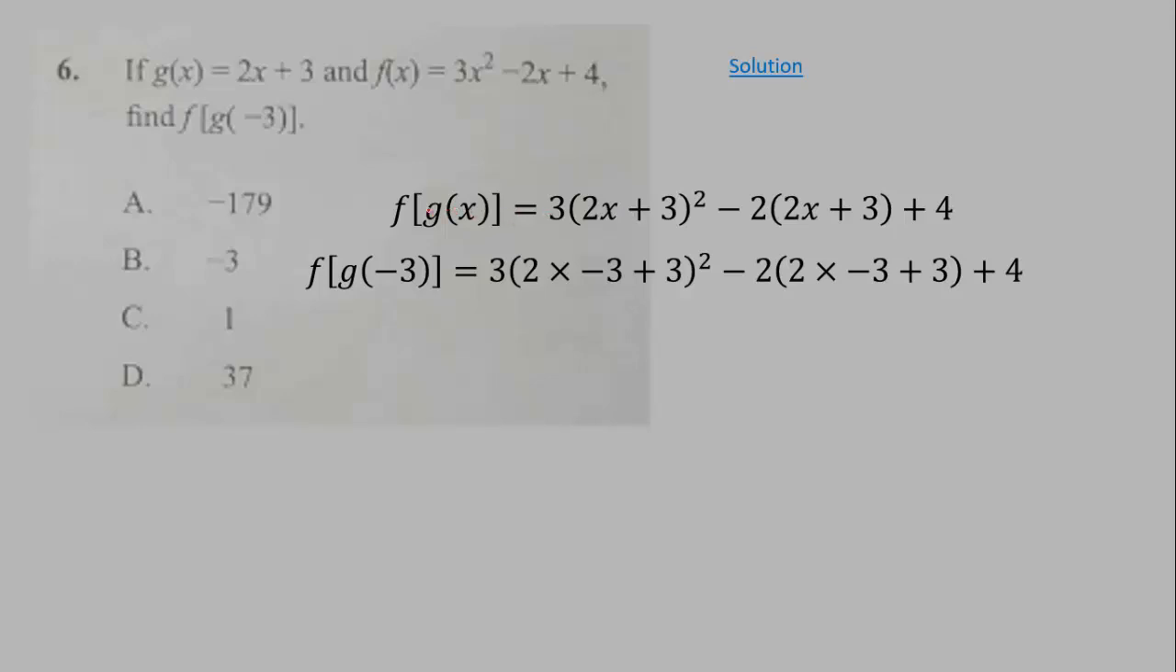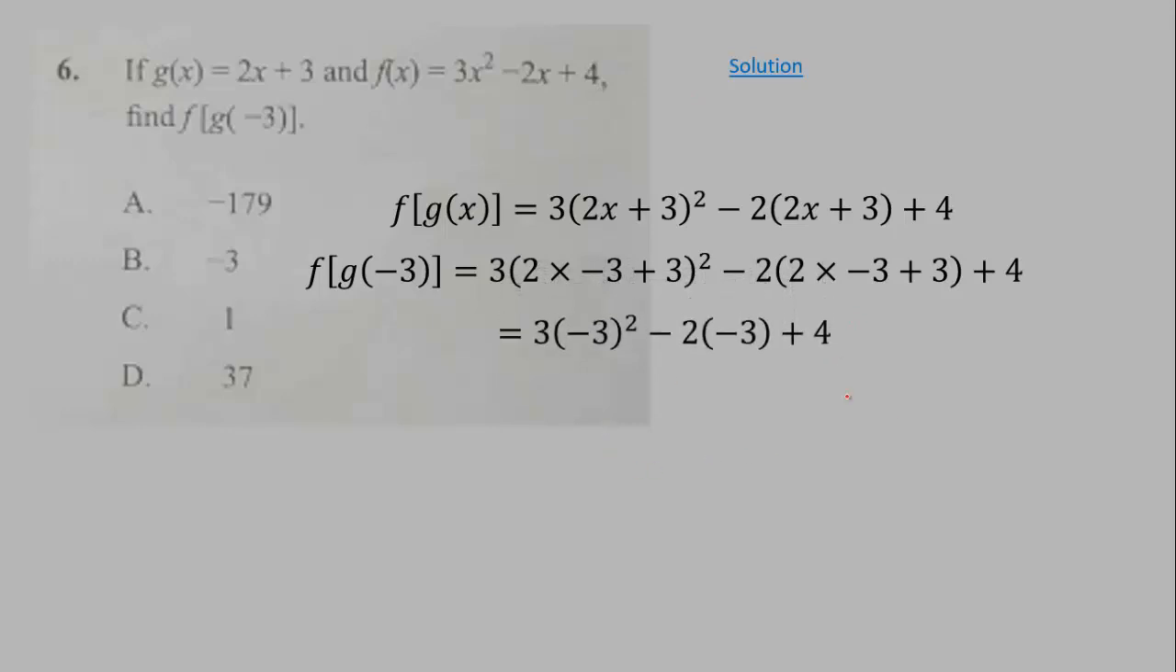That is what we are doing. Wherever we see x in f of x, we put g of x there. G of x is 2x plus 3. So that is what we have done here. We have different ways that you can do it. You can also choose to put the -3 in this. Then after that, you put the result in this. You get the same answer.